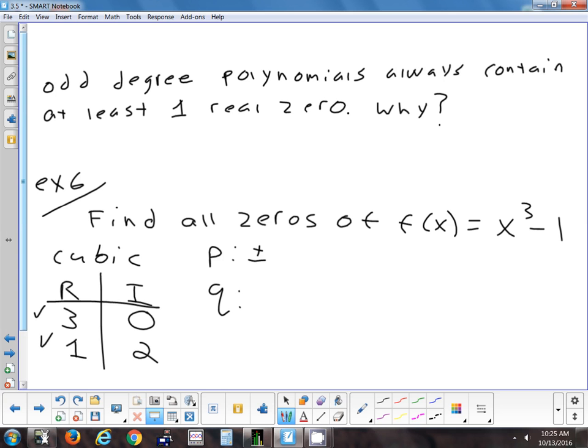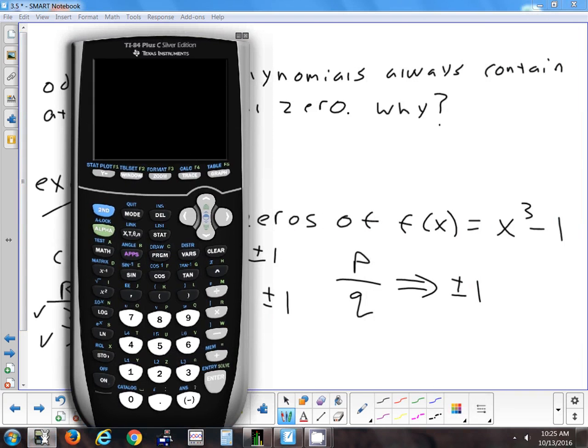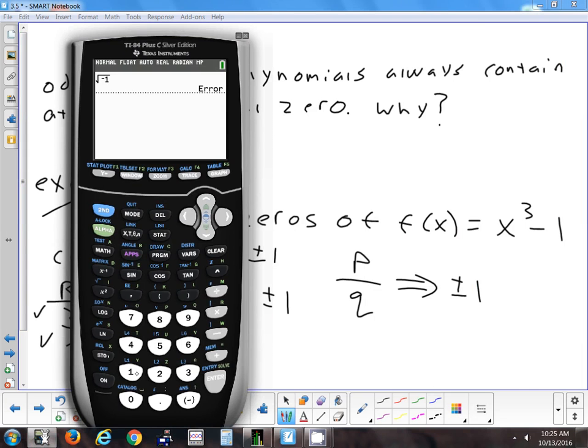Plus or minus. In q? Plus or minus. So not a ton of variety here. What are all the combinations of p over q? Plus or minus. So if this has a rational root, it has to occur at either plus 1 or minus 1. I'll graph it really quick. And you'll see that it does occur at plus 1. And you can trace to confirm that. When you plug in 1, you get 0.